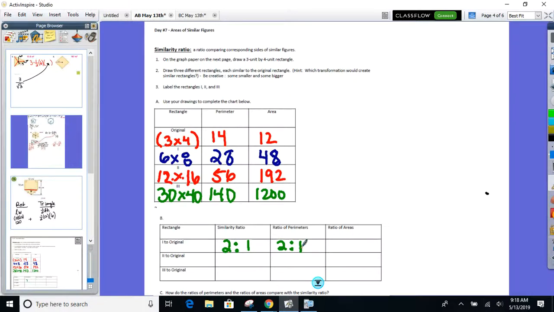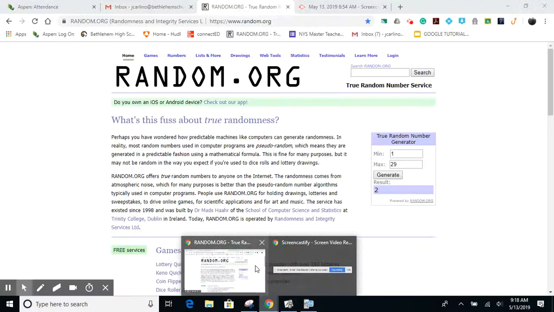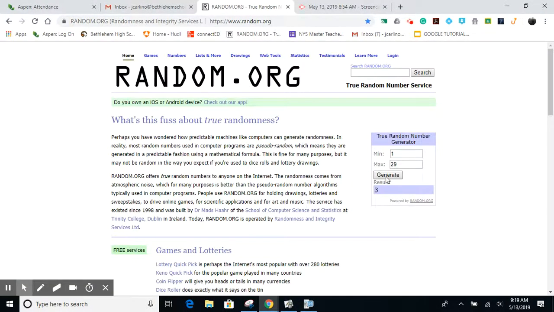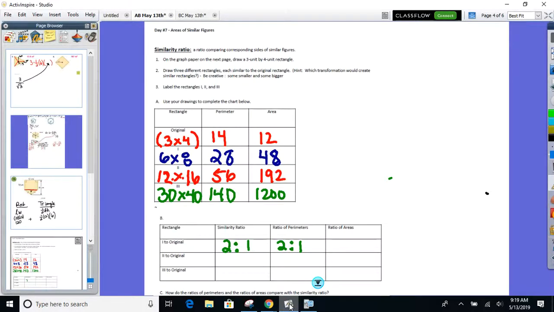Now let's do it for area. 48 to 12. That reduces to what ratio here? 4 to 1. There we go. All right, let's keep doing this two more times.